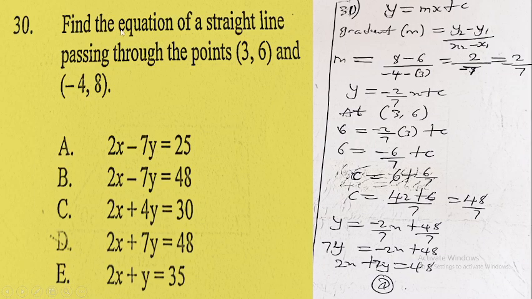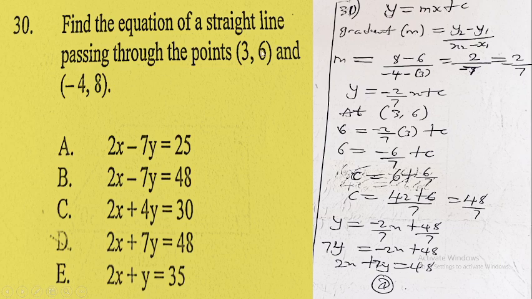Question number 30. Find the equation of a straight line passing through the points (3, 6) and (minus 4, 8). The equation of a straight line is a linear equation. So the template of a linear equation is y equals mx plus c. Every linear equation of two variables will take this format. That's why I call it a template, where m is the gradient and c is the y-intercept, where x and y are the two variables.